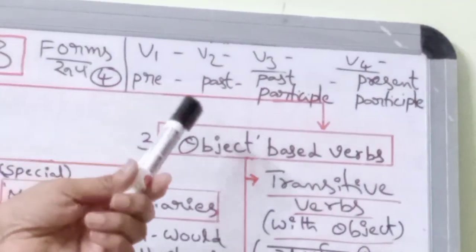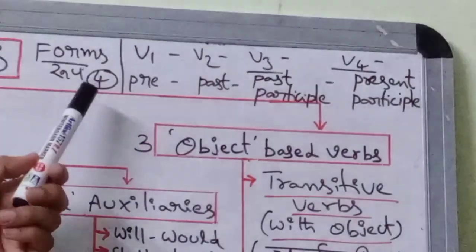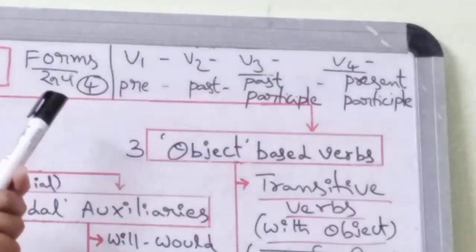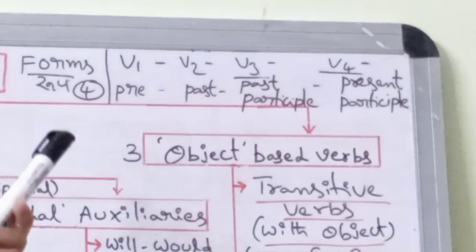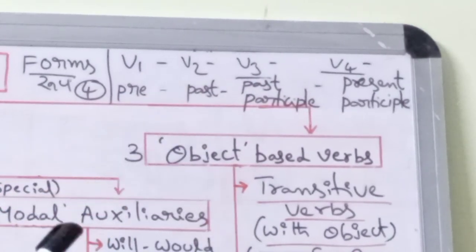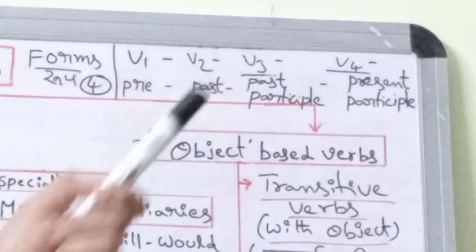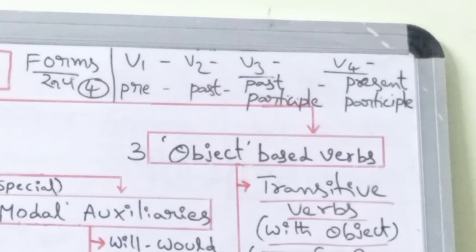And we can say in Hindi like this. So what are those four forms? V1 means present tense form, nothing but simple present tense form. V2 is past tense form, V3 is past participle form, V4 is present participle form.